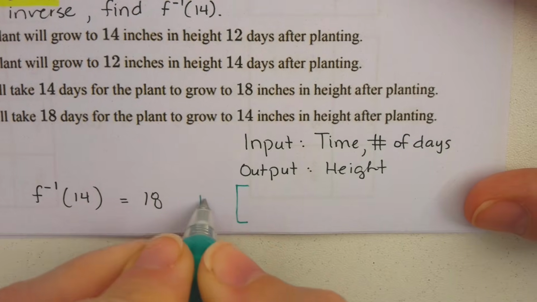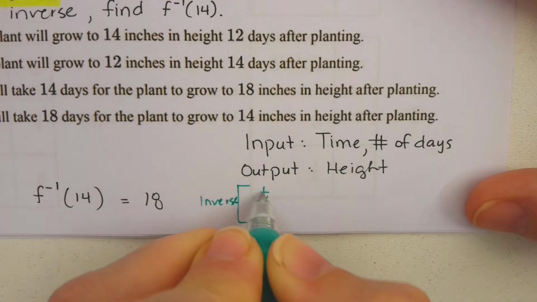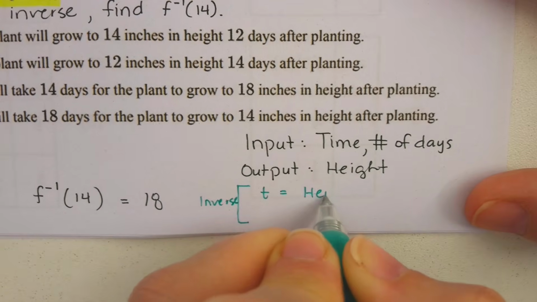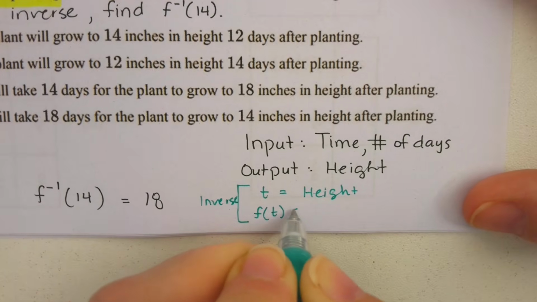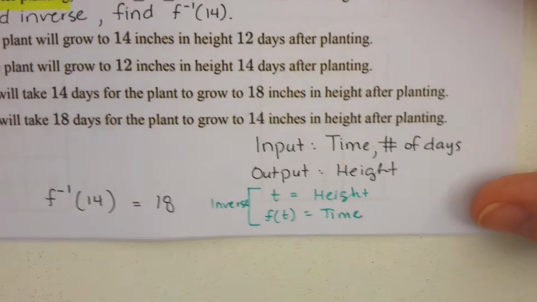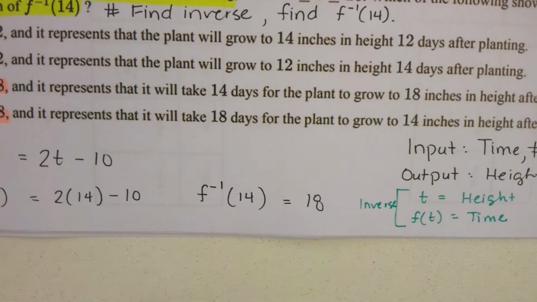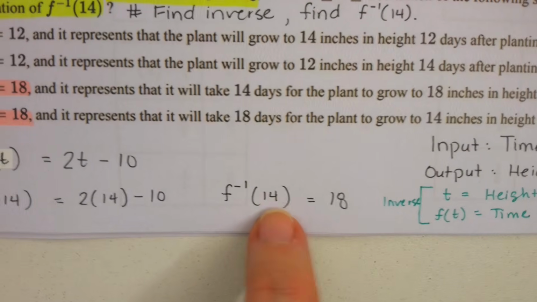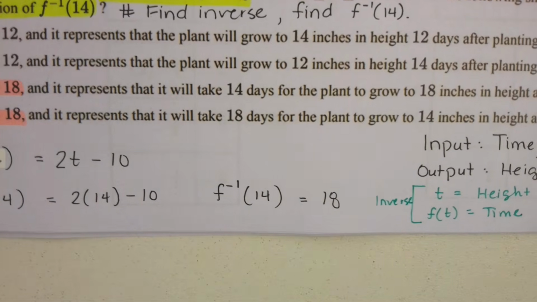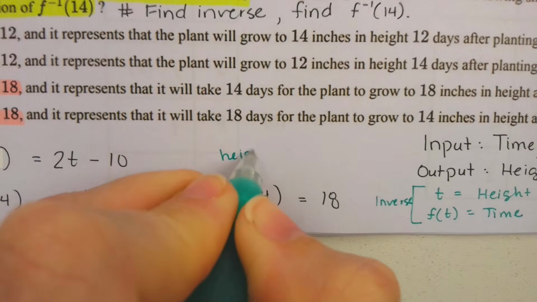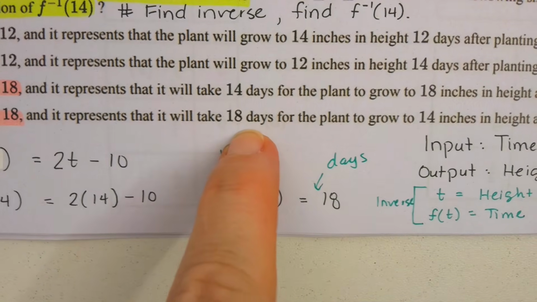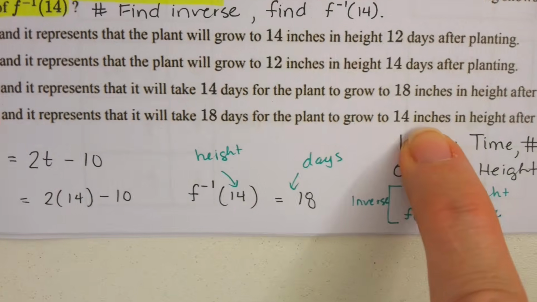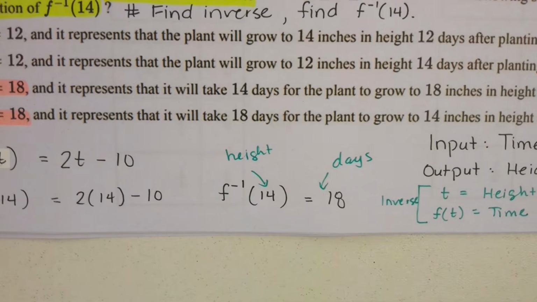So on the inverse, the t input represents height, which makes no sense that t would be height, and our new output, which would be f of t, would represent time. So this means what you're actually plugging in, this t right here, is actually the height. You're plugging in height, and you got 18 for the days. Height and days. So finding that answer, it'll take 18 days for the plant to have a height of 14 inches. So the meanings of them switch too. It's not just that they switch places, they actually switch what they refer to.